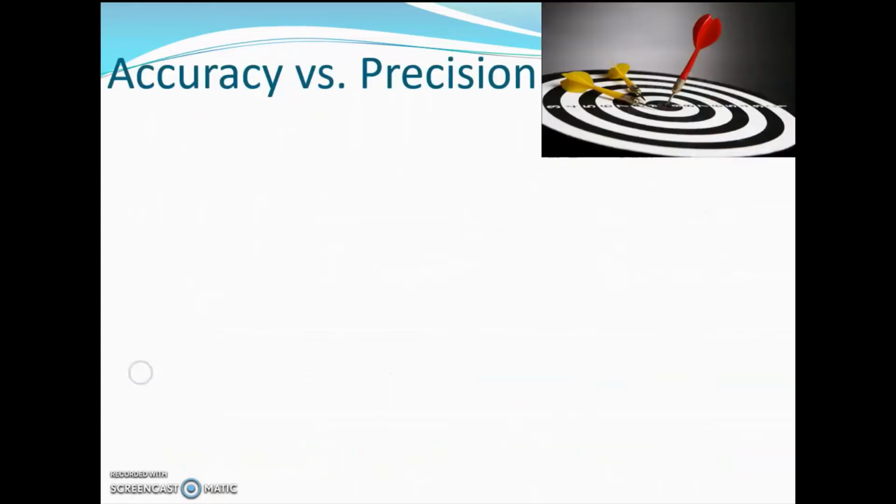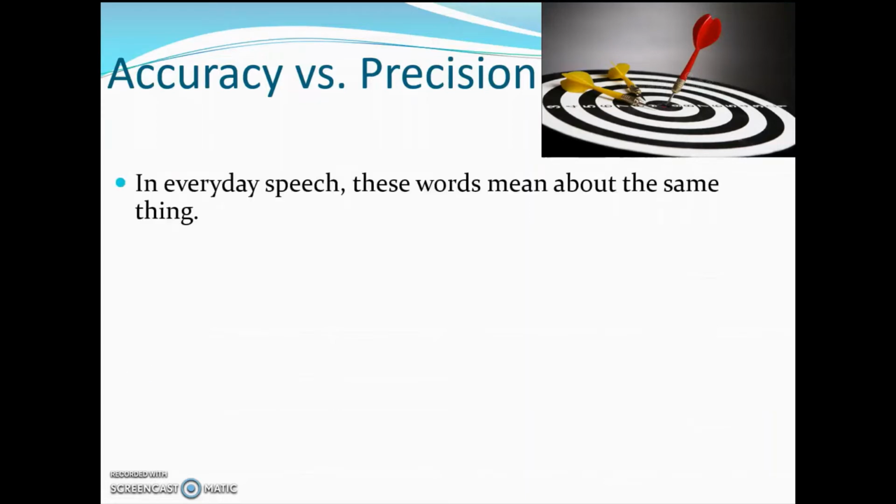All right, so first off, before we even talk about significant figures, we need to cover accuracy and precision just a little bit, because some of the concepts there are going to come in handy later. Now, the terms accuracy and precision in everyday speech usually mean about the same thing, and there's nothing at all wrong with that. But in science, it's going to be a little bit different.